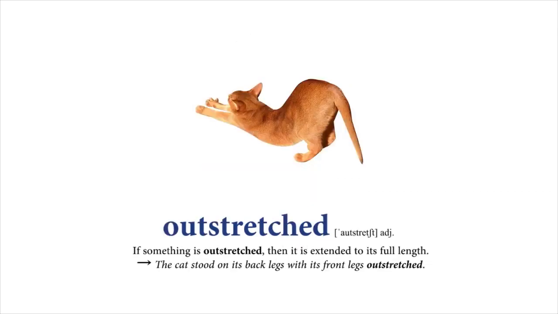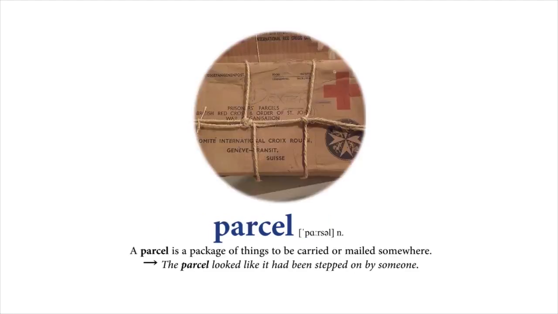Outstretched. If something is outstretched, then it is extended to its full length. The cat stood on its back legs with its front legs outstretched. Parcel. A parcel is a package of things to be carried or mailed somewhere. The parcel looked like it had been stepped on by someone.